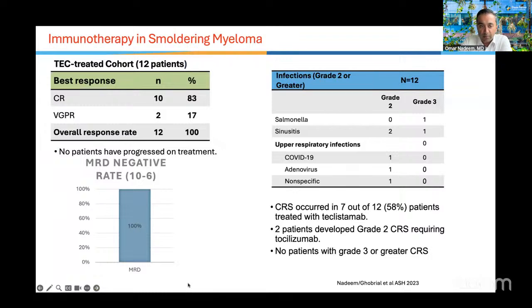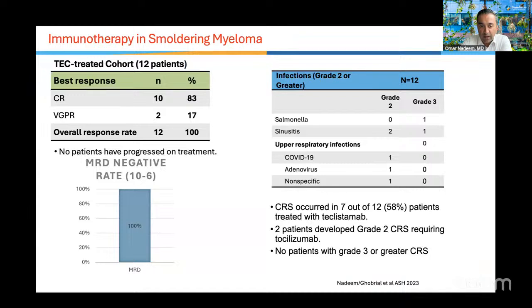We shared our data a couple of years ago, at that time of the first 12 patients that received teclistamab, and we were very impressed by the data. All the patients responded to therapy, nobody progressed on treatment, and our MRD negative rate was 100%, which we had never seen before with these agents as a single agent. Again, perhaps highlighting the fact that treating people early, instead of later, may be more efficacious.